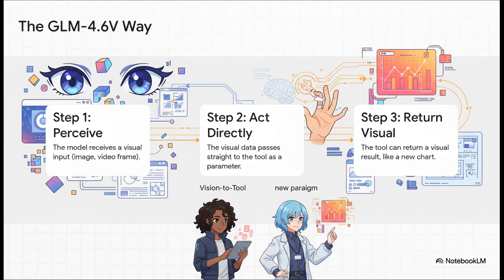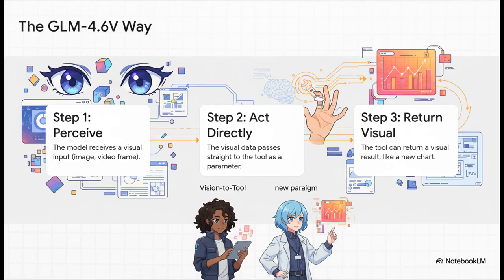It's a totally new way of thinking. The visual data itself, the actual pixels, gets passed directly to the tool. There is no text middleman. The model literally sees the screenshot and just acts. And what's even cooler is that the tool can then return a visual back, like a new chart or an edited screenshot, and the model can just keep working with that new image. It closes the loop. We've gone from text to tool to true vision to tool.